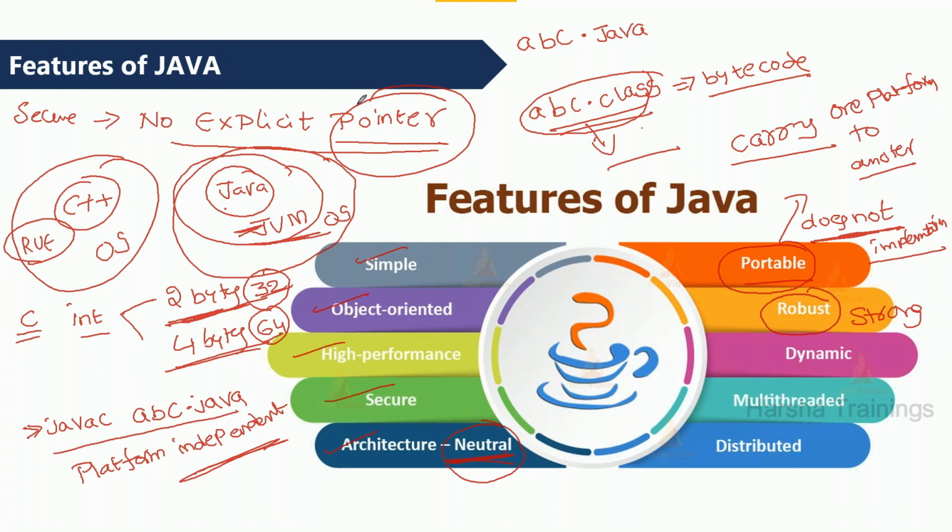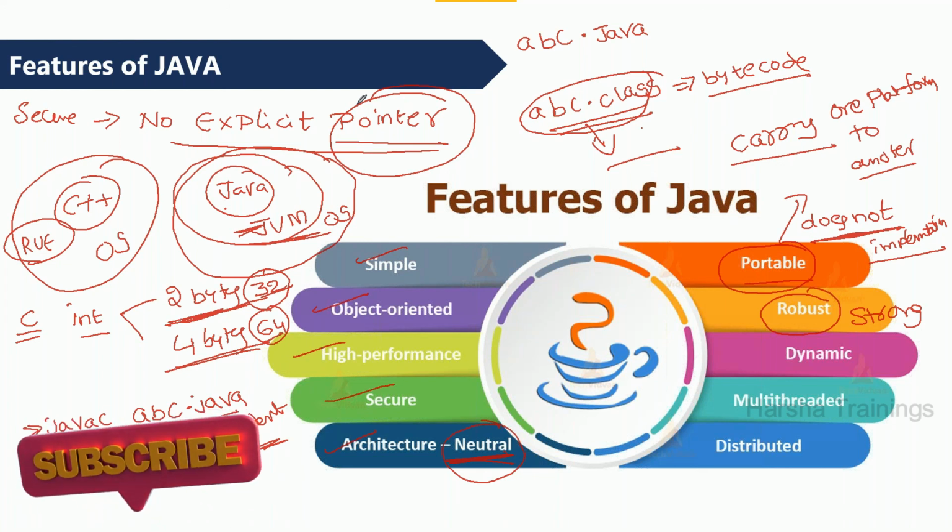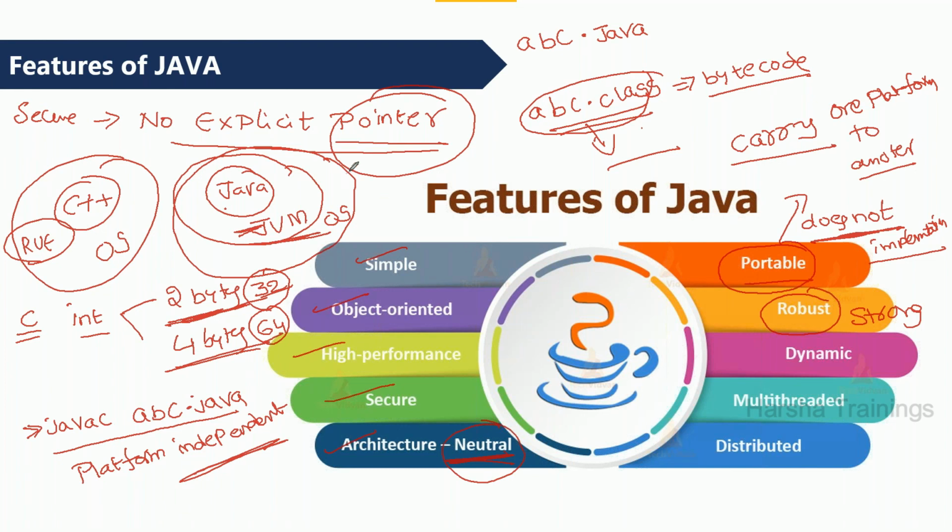And at the same time, we have automatic garbage collection. Not only this, the most important feature is exception handling. Exception handling means error handling. Java has the feature of exception handling. So based on these things, we can say that Java is a robust language.